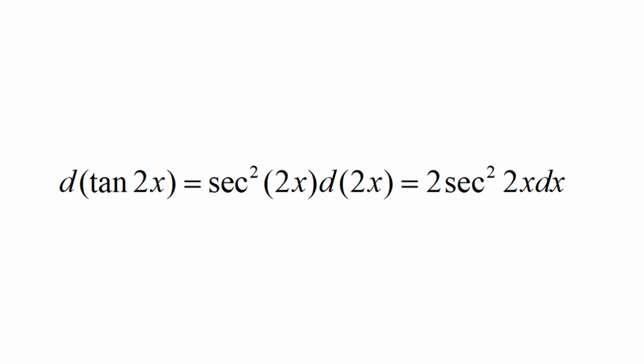As an example, with u equal to 2x, the above gives d of tan 2x is equal to sec square 2x d of 2x, which is equal to 2 times sec square 2x dx.